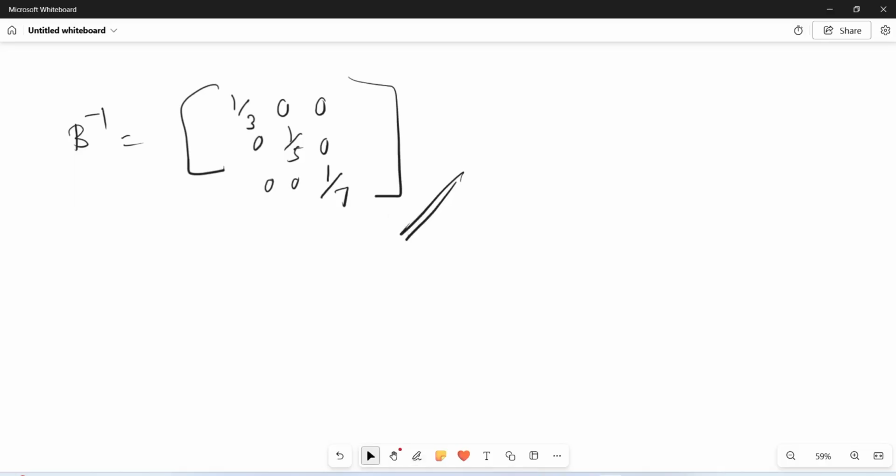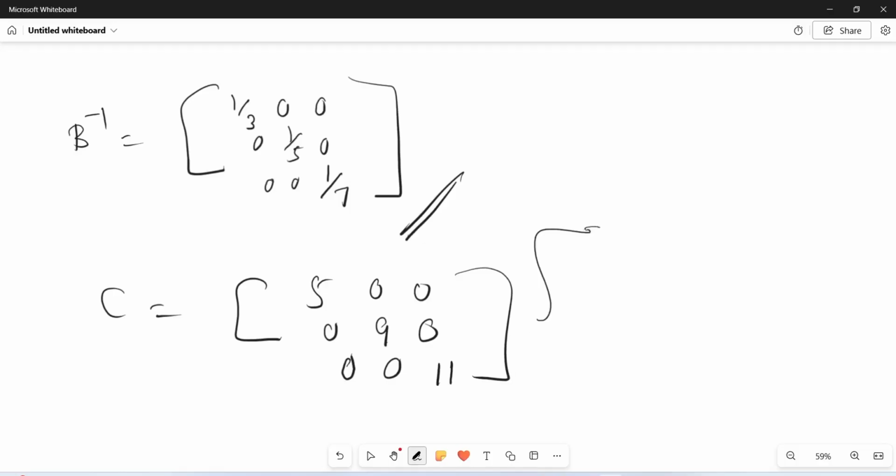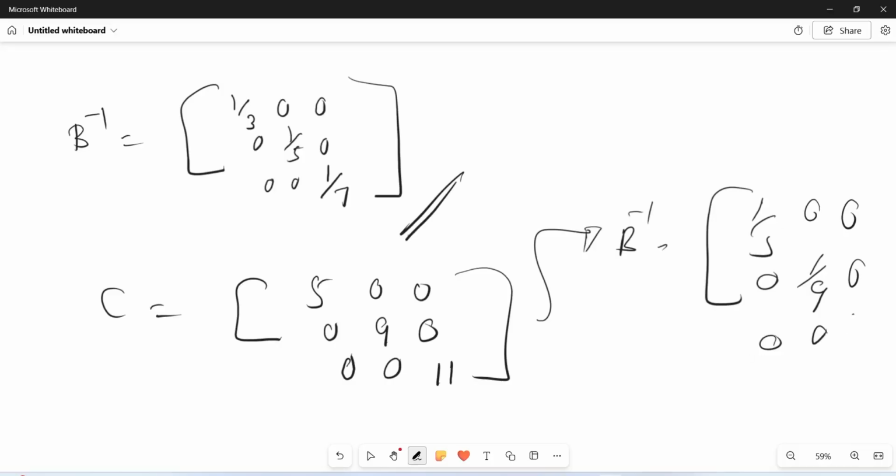Okay, I think you understood that one. So if we get the diagonal values, like see something like this way, 5, 0, 0, 0, 9, 0, and 0, 0, 11. If something, we can easily get the B inverse, like 1/5, 0, 0, 0, 1/9, 0, 0, 0, 1/11.